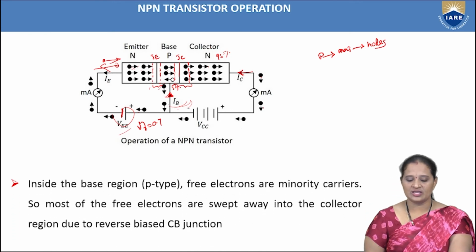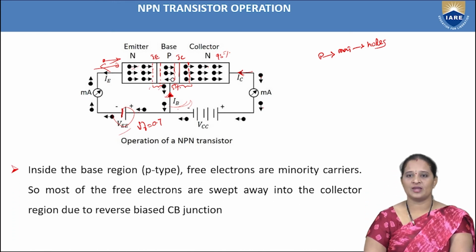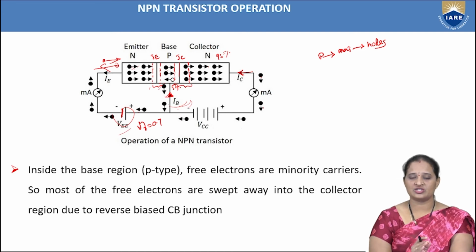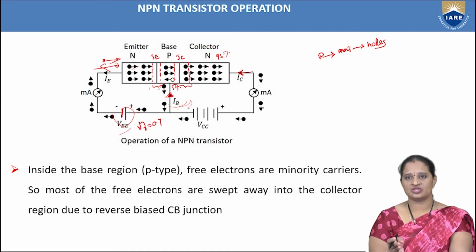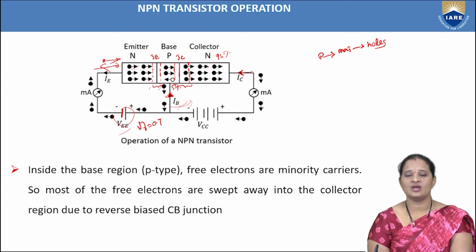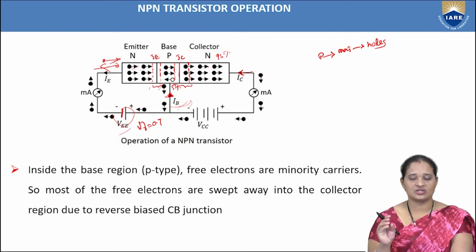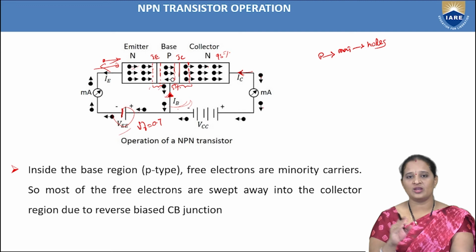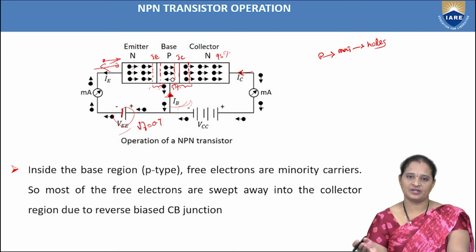Okay, so this is the operation of the NPN transistor. You have to remember that whenever the majority charge carriers cross the junction, some will recombine with the majority charge carriers of the base region, and the remaining will be collected by the collector region.